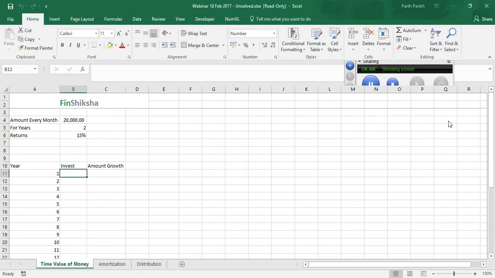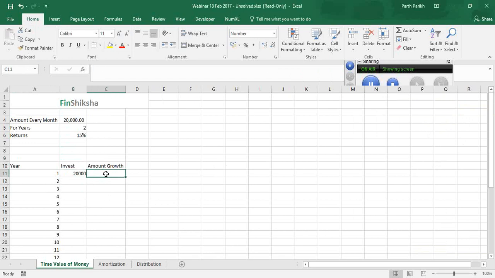Okay, so over here we will do both methods. One, without using the formula. Second, using the formula. So over here I will start with this 20,000 amount, which is equal to the B4 cell. I will give a reference to the B4 cell, which is 20,000.